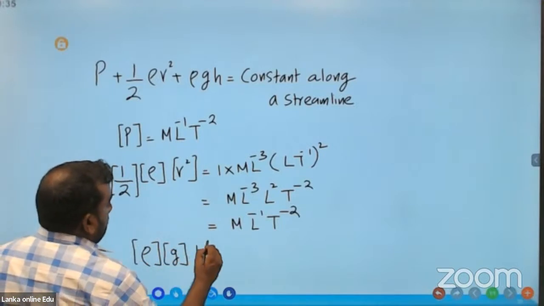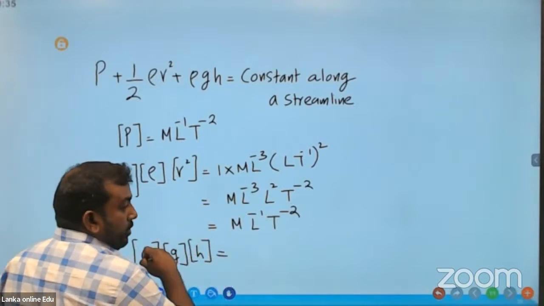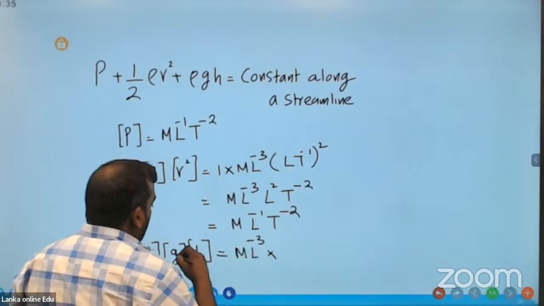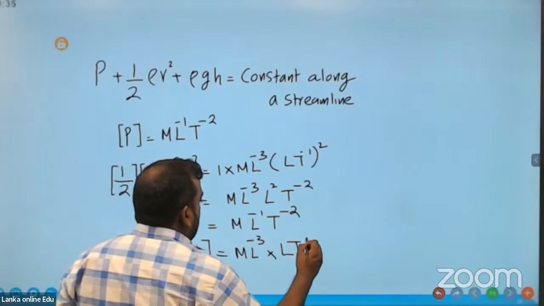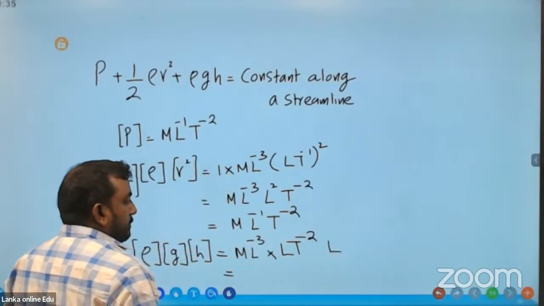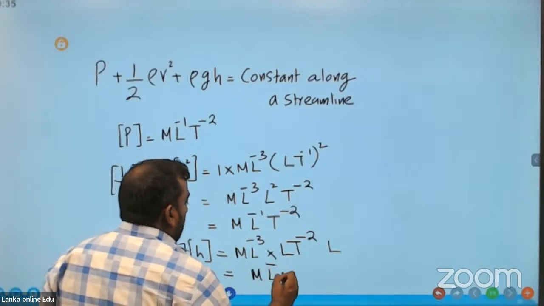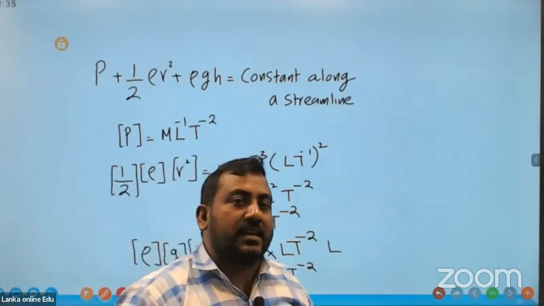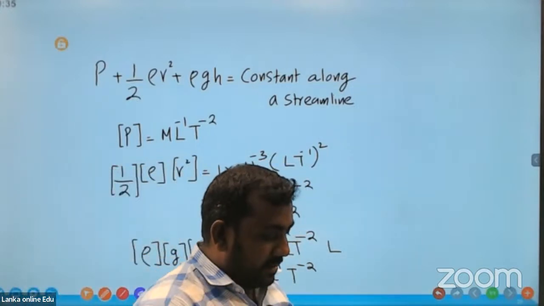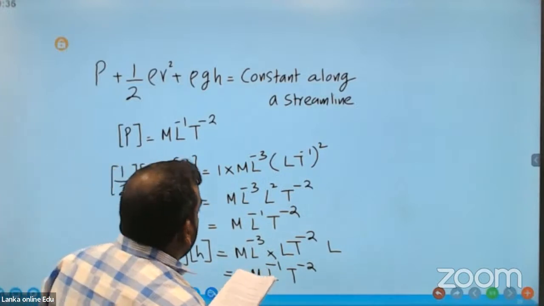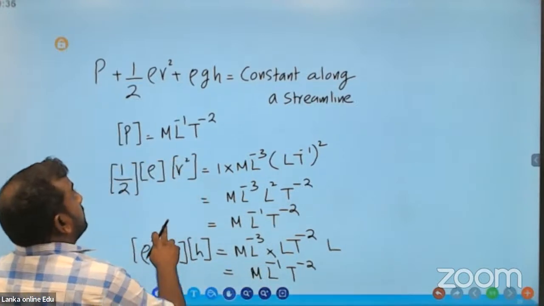Rho GH. So what is rho? Rho density, M L^-3. What is G? Acceleration, L T^-2. What is H? Height. Simplify this: M L^-1 T^-2. So each term will represent what? Pressure. Each term will represent pressure.